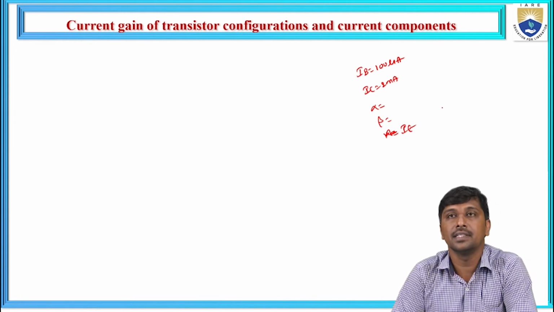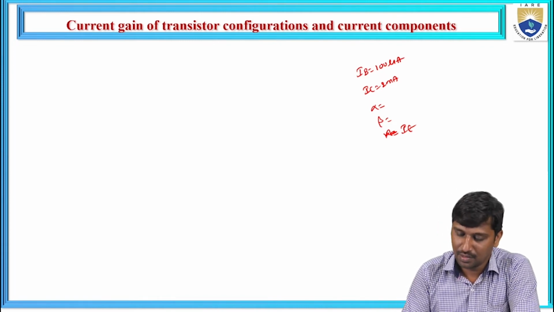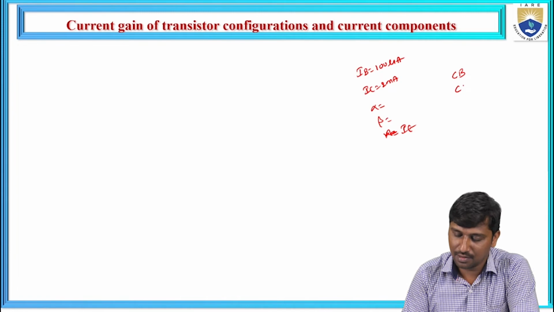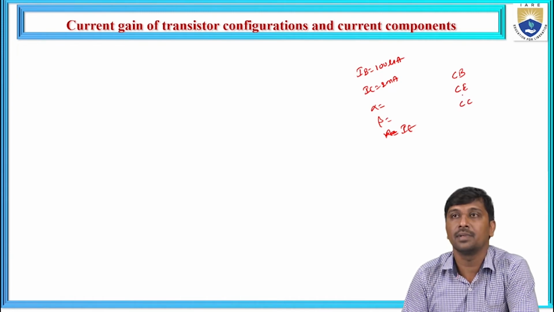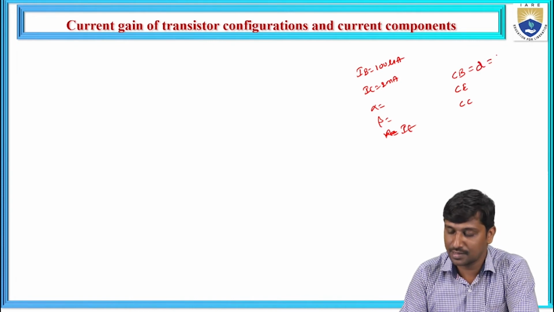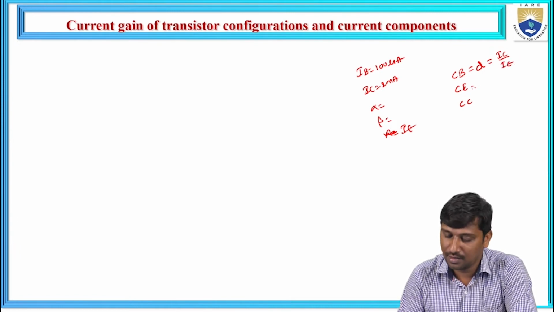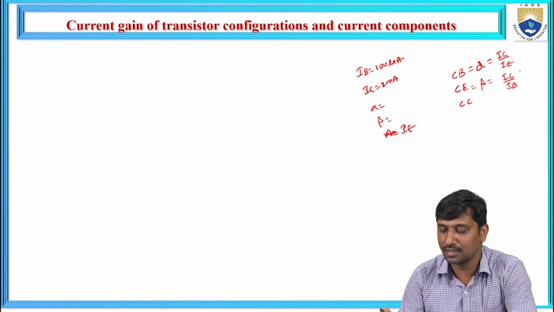Just now we discussed the DC current gains or amplification factors for all three configurations: common base, common emitter and common collector. In a common base, alpha is defined as the ratio of output current to input current, that is IC by IE. In a common emitter, beta is defined as the ratio of output current to input current, that is IC by IB.